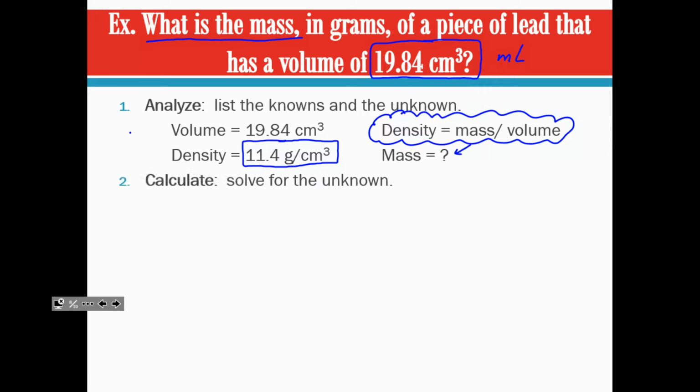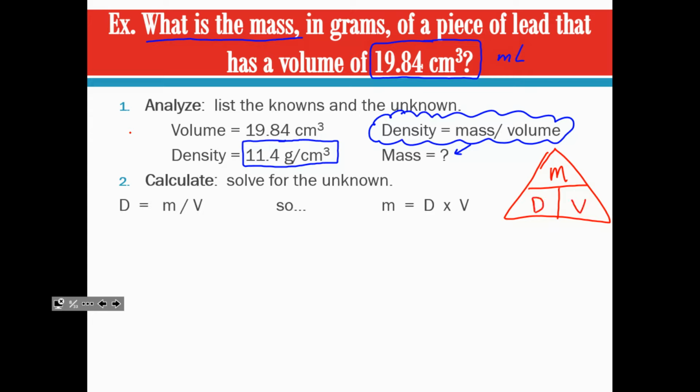Step 2, we're going to have to calculate, solve for the unknown. To do that, we may have to rearrange our equation. So I'm going to throw this triangle up. Maybe jot it down if you need it. Mass goes on top, M is for mountain, goes on top, D and V, density and volume, go on bottom. So if I'm solving for mass, I'm going to cover it up. And when I do that, I'm left with density times volume, which is my equation.